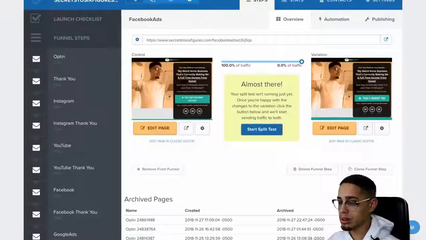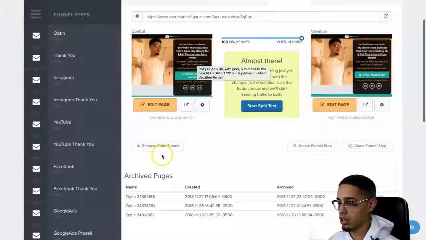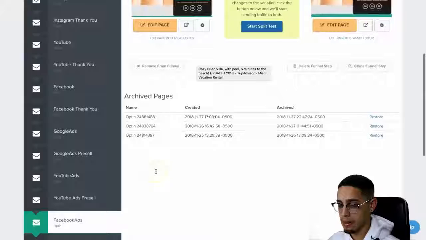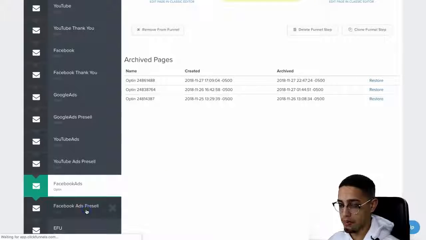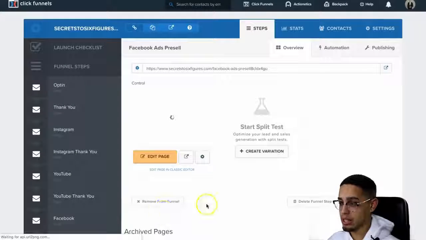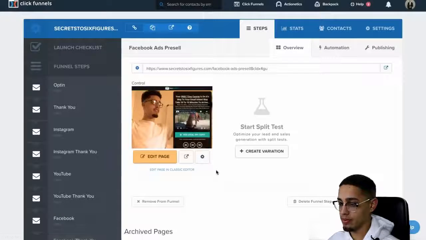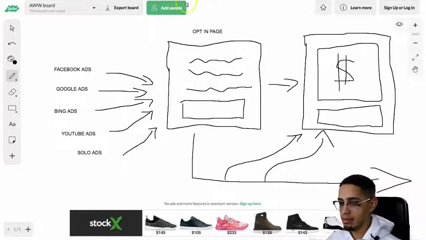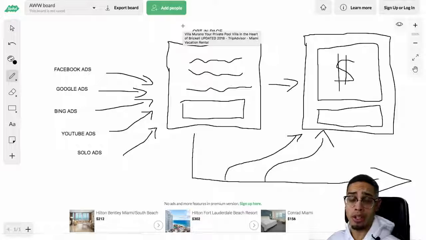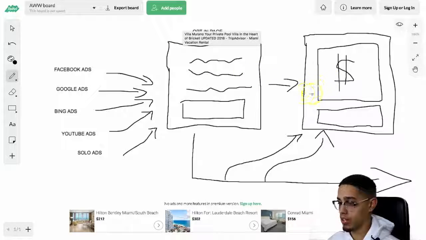So I'm using a simple sales funnel. Here's my landing page, and then here's my Facebook ads pre-sale page, or my bridge page. I'll break down what that means in a second. So here's my bridge page. You guys can't swipe my funnel, so I'm not going to break that down for you. This is just for Facebook ads. So basically, here's how it works.